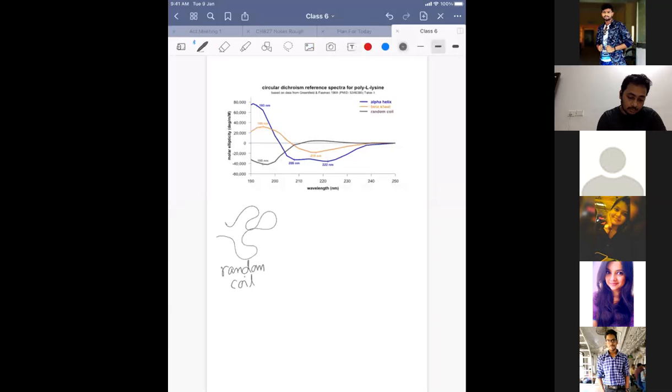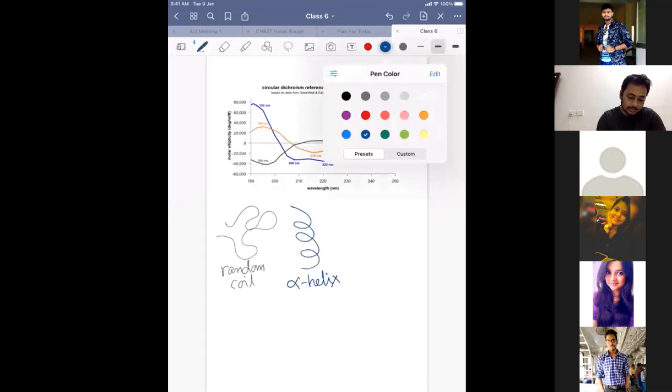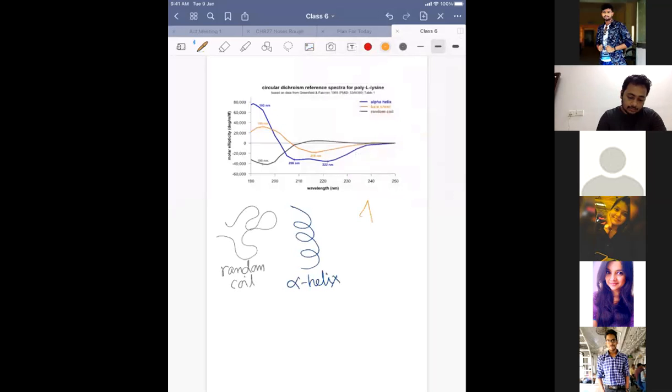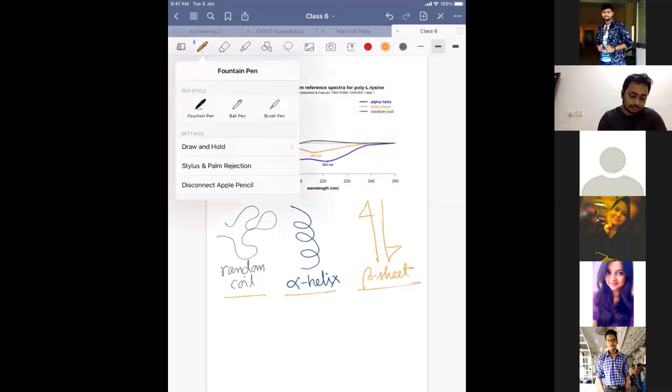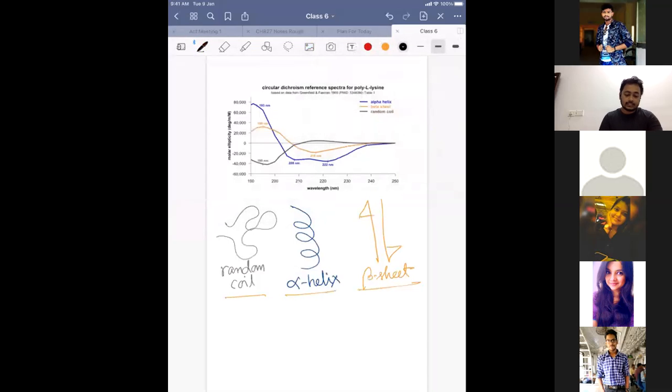Alpha helix, they are using a slightly darker blue. This is the alpha helical system, so this is the alpha helix. And for the beta sheet, they're using a saffron color. In the beta sheet, I'm drawing an anti-parallel beta sheet. This is the structure. Now take a look, what is the overall signature of the system? Coming one by one.